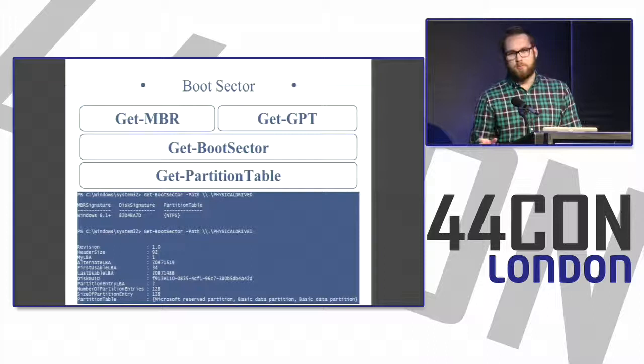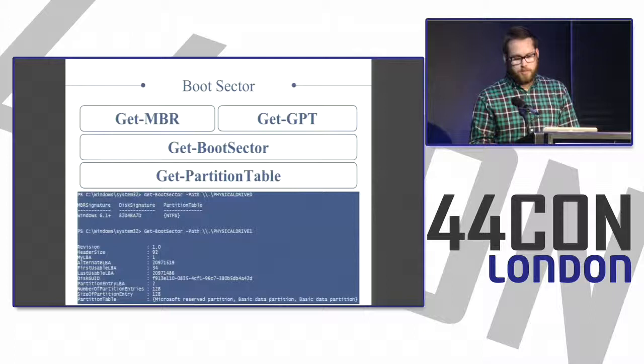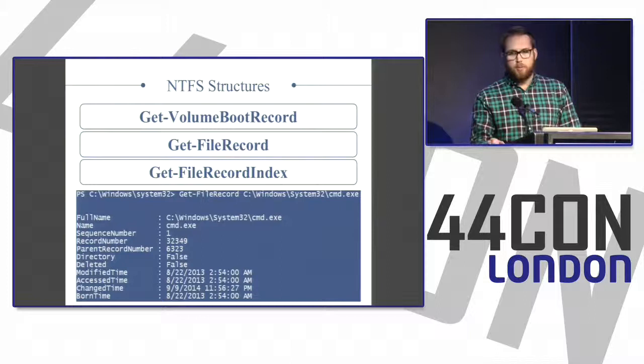That's an example of what Get-BootSector looks like on either a master boot record as the top one or on a GUID partition table boot sector on the bottom. Next, you can look at the volume boot record, and it's literally as simple as saying Get-VolumeBootRecord. You don't have to know all the byte offsets and stuff that I talked about earlier. Get-FileRecord will dump out the entire MFT, and this is an example of an MFT record down here. And then Get-FileRecordIndex, which will derive the index into the master file table for a specific file.